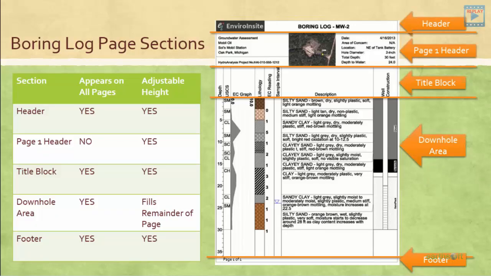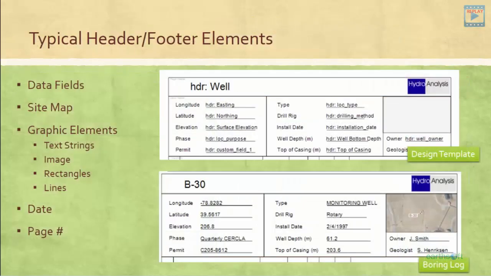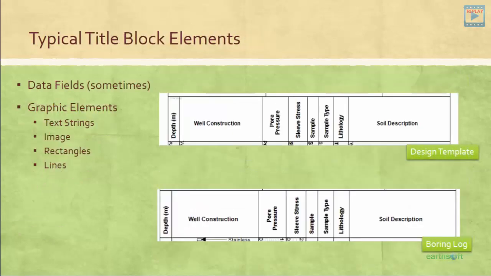Okay, so what information would go within each of the sections? Typically, in your header area, you put in things like a site map, the date, the page number, and then some very specific information about the individual location. Again, this would include information that might be redundant, like the coordinates or the surface elevation. And the title block usually has just elements like lines and rectangles that are going to be the title block for the downhole sections.